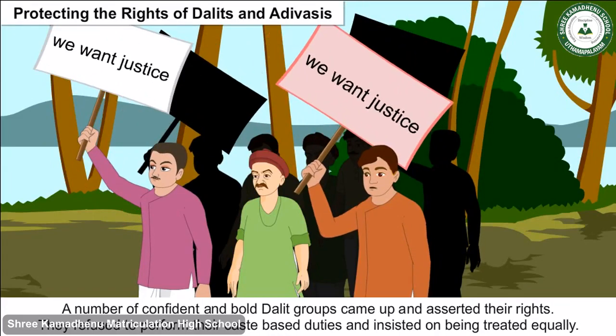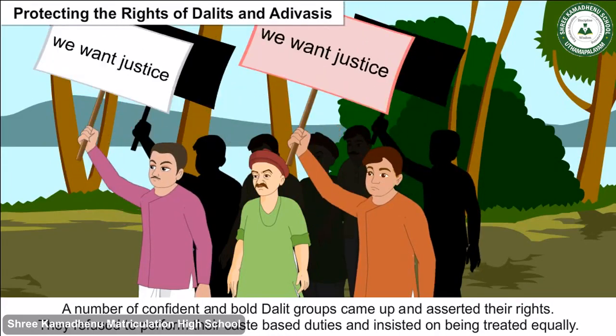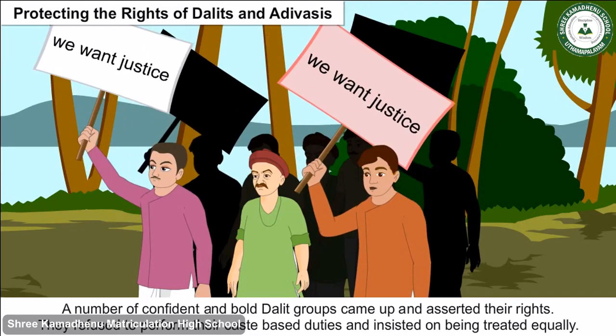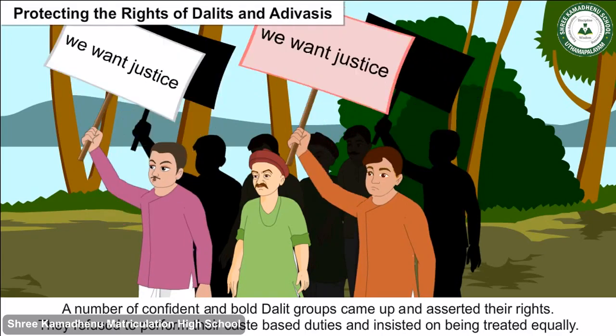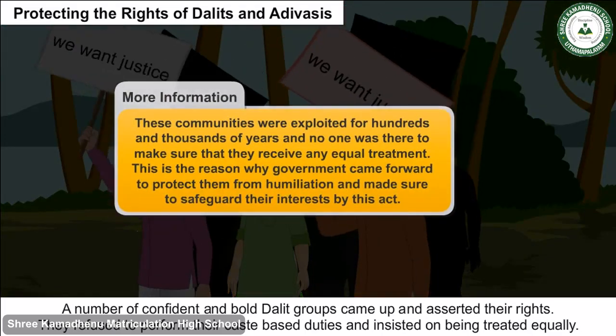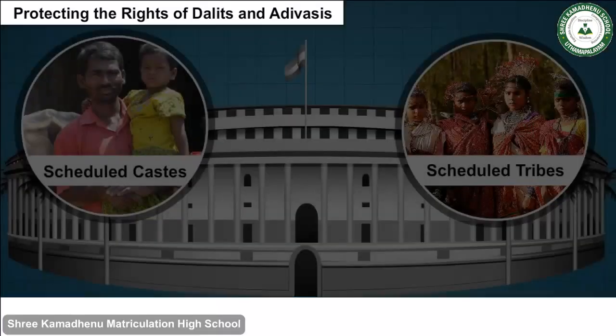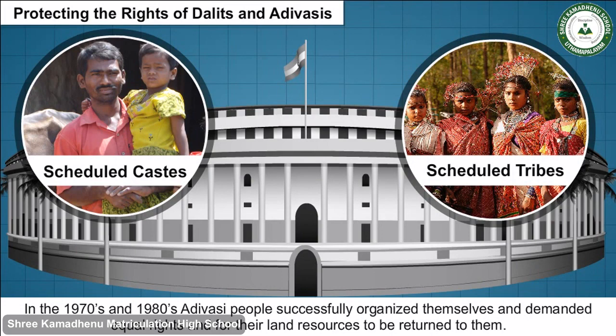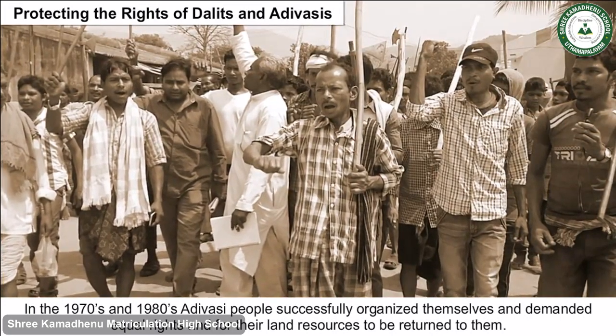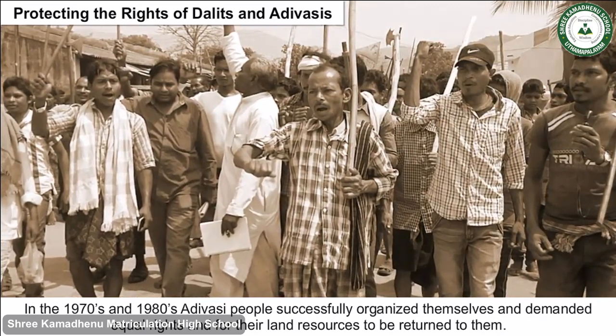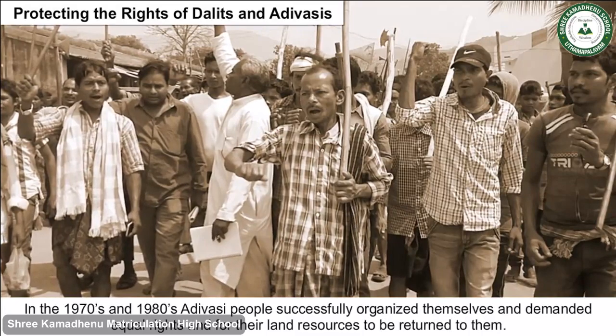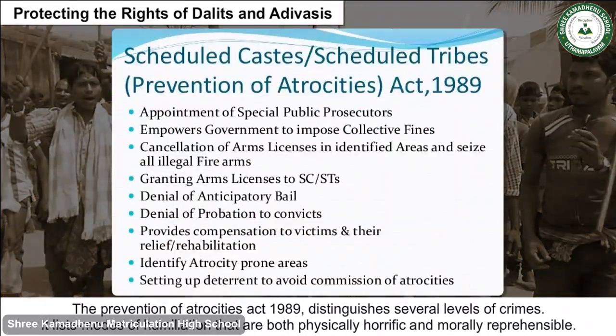A number of confident and bold Dalit groups came up and asserted their rights. They refused to perform their caste-based duties and insisted on being treated equally. In the 1970s and 1980s, Adivasi people successfully organized themselves and demanded equal rights and for their land resources to be returned to them. The Prevention of Atrocities Act 1989 distinguishes several levels of crimes. It lists modes of humiliation that are both physically horrific and morally reprehensible.